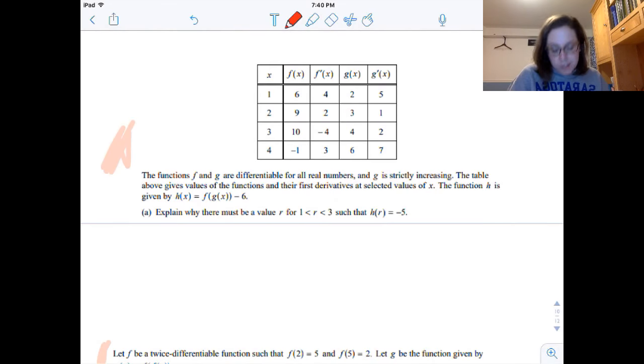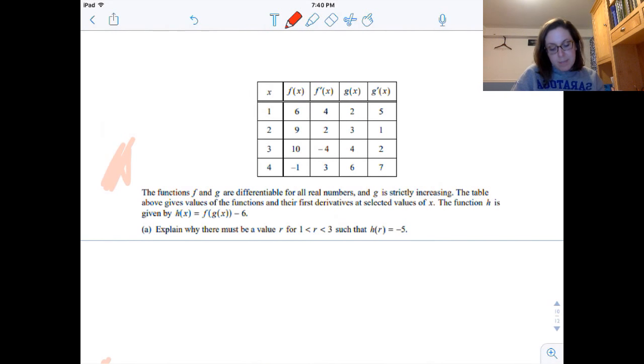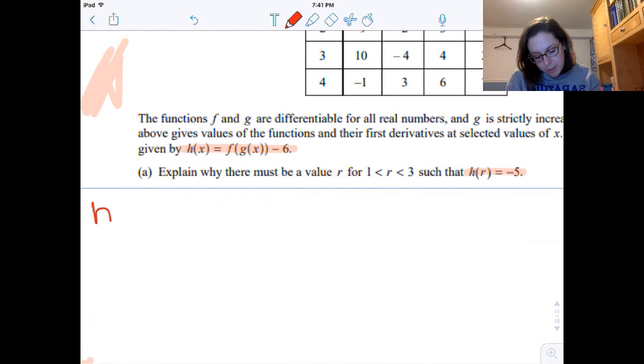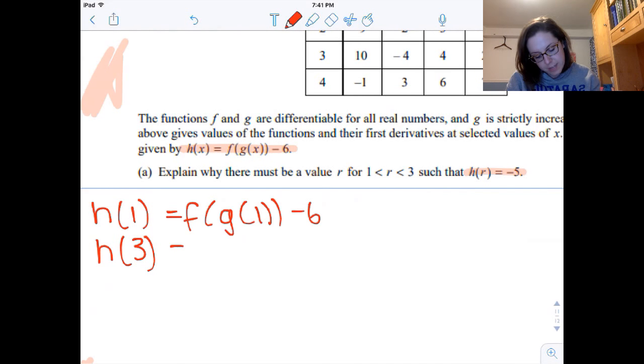Okay, so we've got this here. This is my table of values, and they're telling me that h is this. So explain why there must be a value between 1 and 3 where h equals -5. So here's what I'm going to do. I'm going to find h at those values because I know this is IVT because I am given h, I'm asked about h. So first thing I'm going to do is find h at those values. So h of 1 and h of 3. Find your endpoints. So this is f of g of 1 minus 6. This is f of g of 3 minus 6.